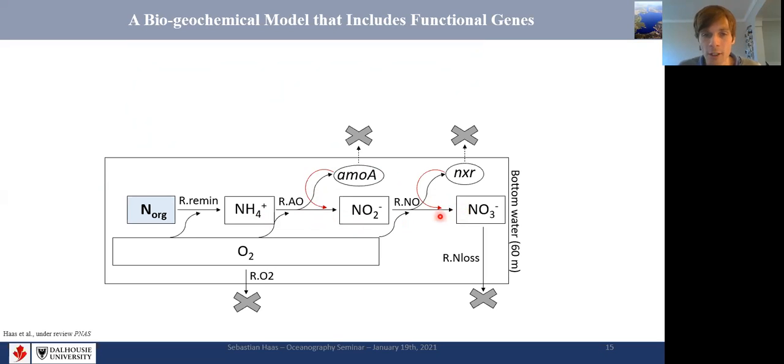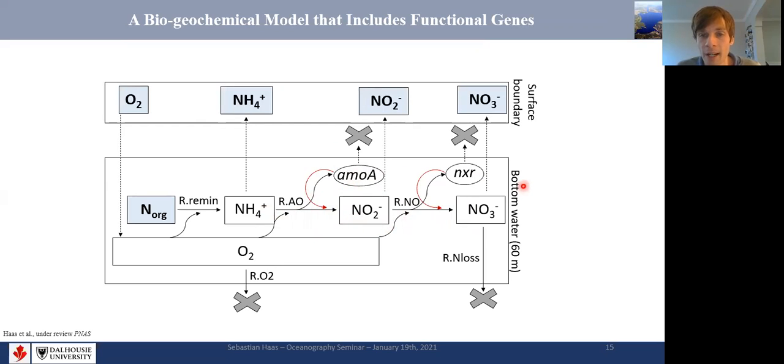And then vice versa, basically these marker genes proxy the functional biomass of ammonia oxidizers and nitrite oxidizers, and this functional biomass in the model can grow if these processes occur.